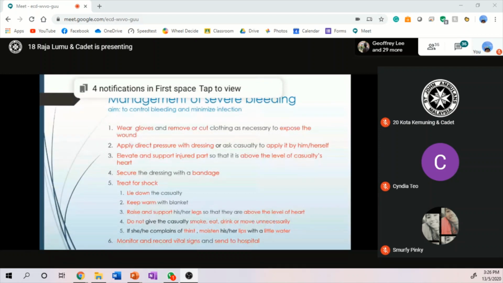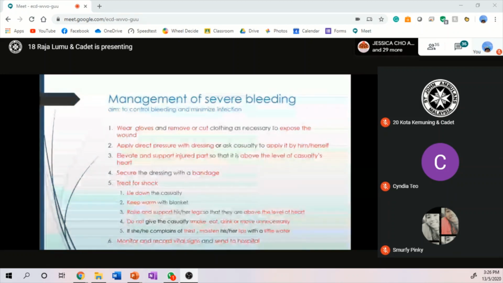The third step, elevate and support the injured part so that it is above the level of the casualty's head. The number 4 step is secure the dressing with the bandage. And number 5, treat for shock.